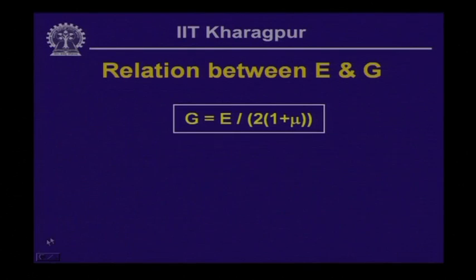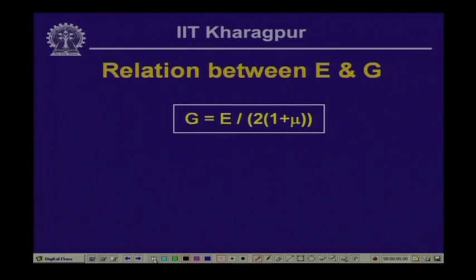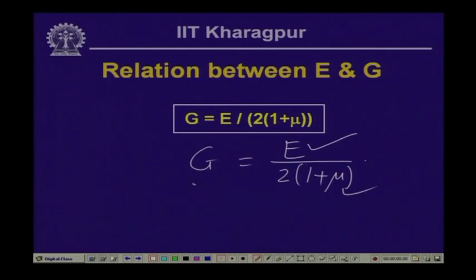This is what is demonstrated here: G equals E divided by 2 into (1 plus mu), which we derived last time. Once we know the values of E and mu, we can get the value of G. So, though we need these three constants, two are independent.